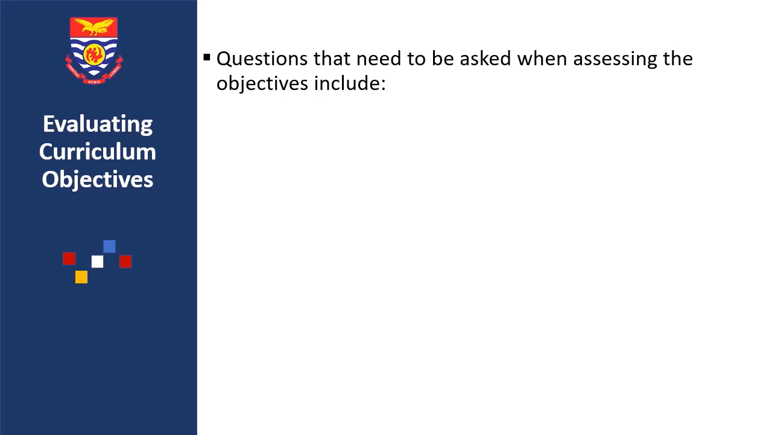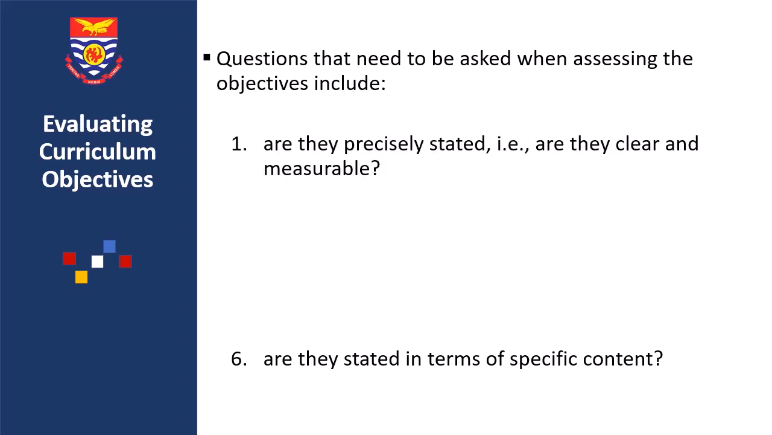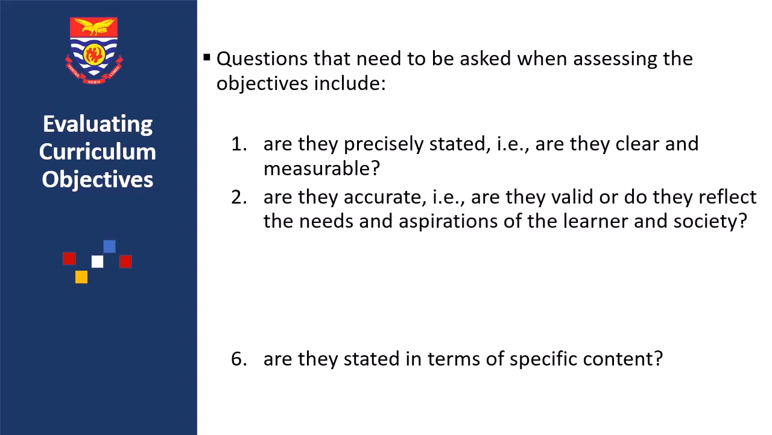Now, there are some questions that need to be asked whenever we are assessing the curriculum objectives. And these questions are: are the objectives precisely stated? Are they clear and measurable? Are they accurate? That is, are they valid? Or do they reflect the needs and aspirations of the learner and society? Are they practicable or achievable? Are they consistent with one another?